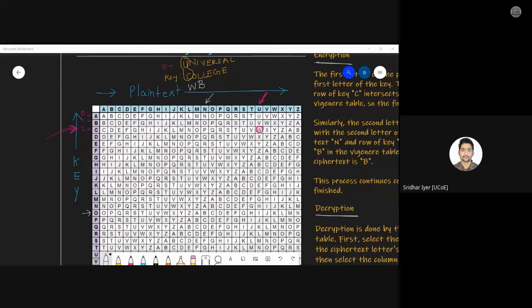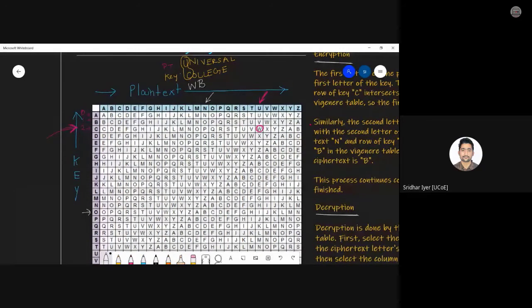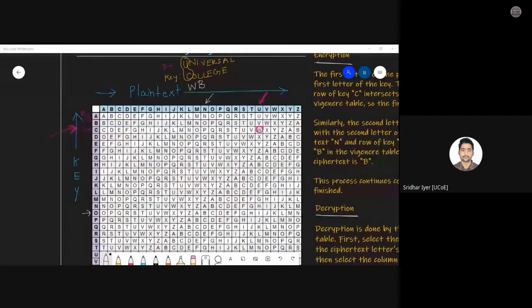So now let's talk about the decryption process. How to decrypt it. Whatever ciphertext you have got will be subjected to the key. The first character is W. Now, how to do it in the reverse order? The key will obviously remain the same. It is very simple.